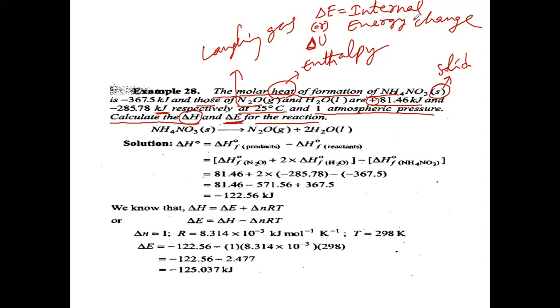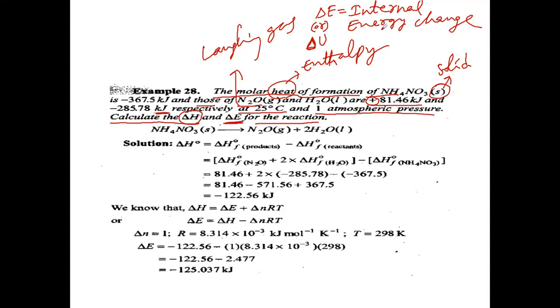What do you mean by internal energy? All the types of energies in a given molecule together are called what? Internal energy. All the forms of energies in a molecule together are known as internal energy. One molecule may have rotational energy, thermal energy, kinetic energy, or different forms of energies. All those forms of energies of a molecule together are known as what?